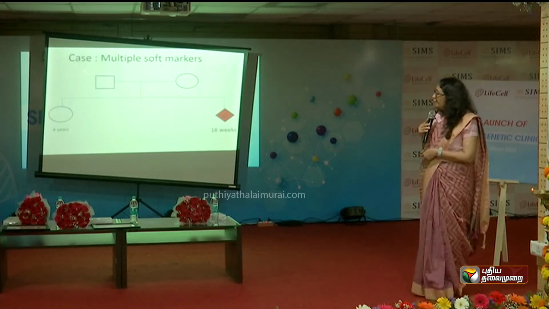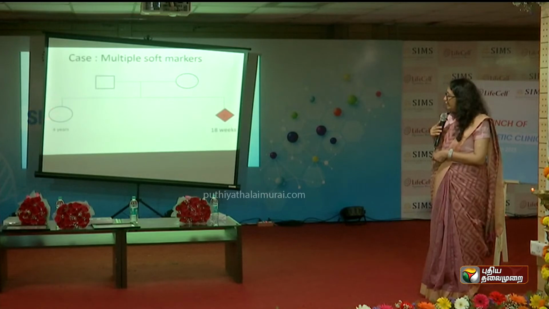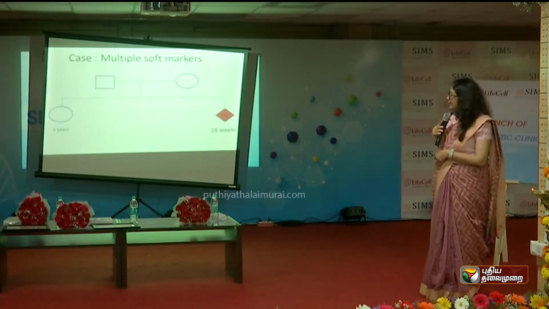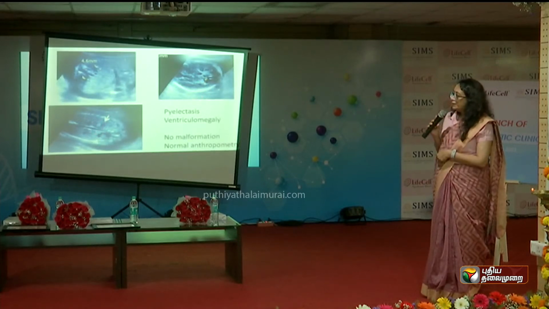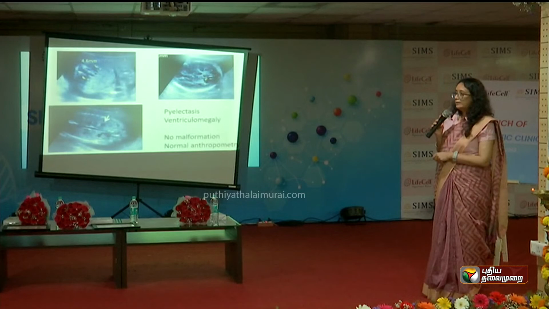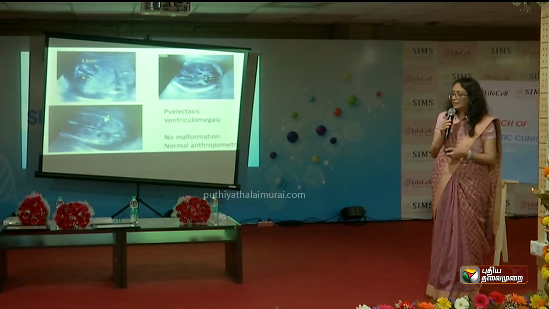So here you are seeing a couple, again the square and the circle, and they are non-consanguineously married. They have a previous girl child who is healthy, and now in 18 weeks pregnancy, next slide, this lady has presented with some soft markers. So basically here you have pyelectasis and you have mild ventriculomegaly, but there is no malformation, and the anthropometry, liquor, everything else is completely normal. So there are just 2 soft markers. So whenever there are 2 soft markers, we offer invasive testing.